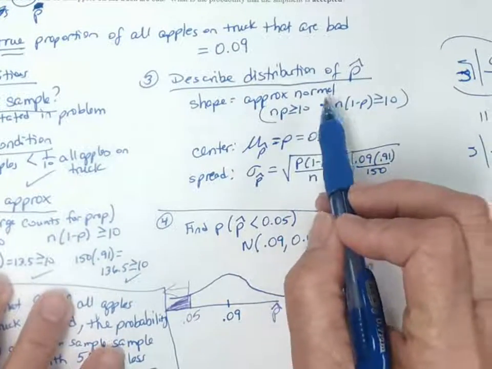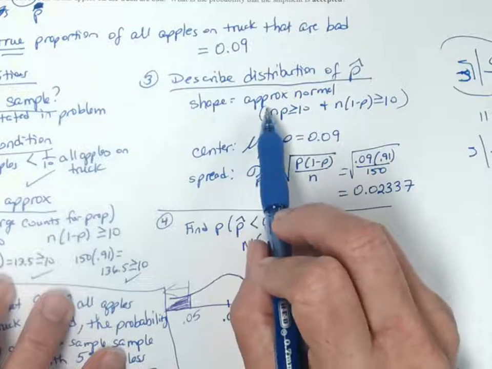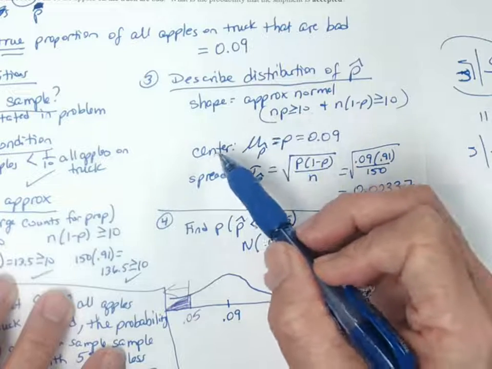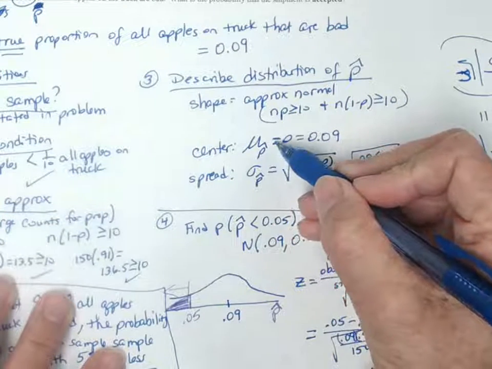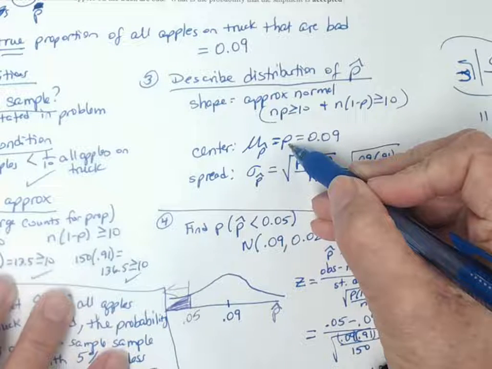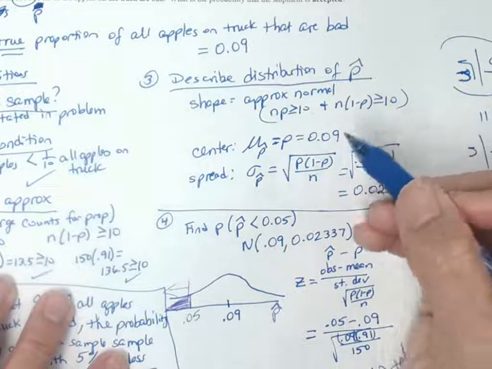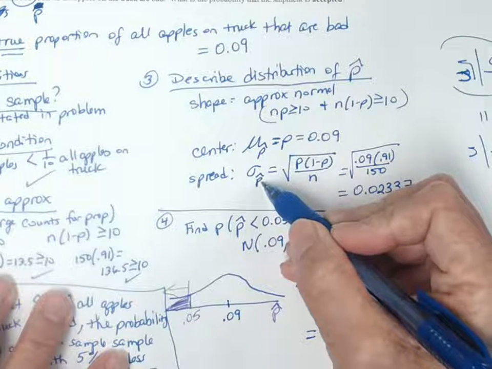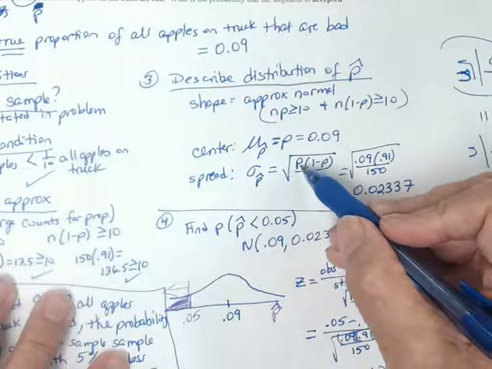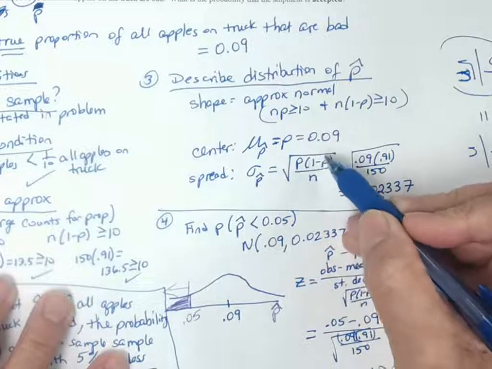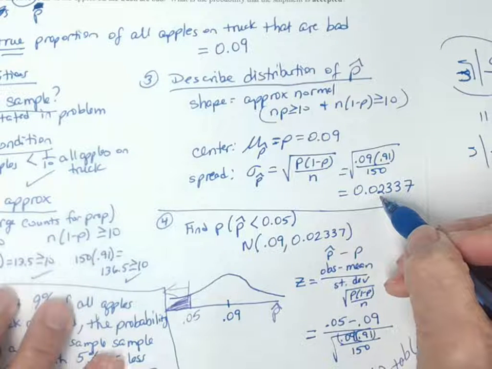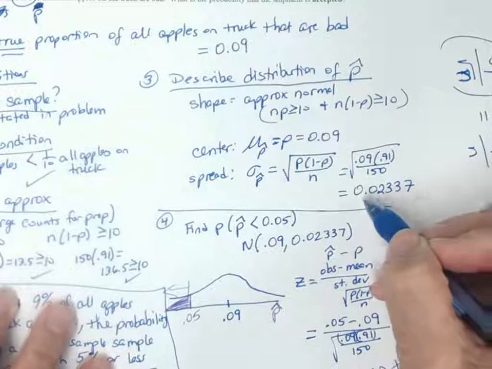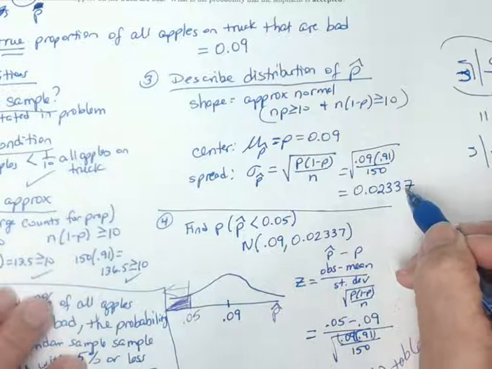Now I want to describe my distribution of p hat. Well, the shape is approximately normal. And again, it's because we checked this condition, that it met the large counts condition. The center, so mu of p hat, is equal to the proportion of the population, which is 0.09. The spread, so what I'm looking for is the standard deviation of p hat, my sampling distribution. And the formula for that is p times 1 minus p divided by n, all of that square rooted. There are the numbers, and I get a standard deviation of 0.02337. The more decimal places, the better. 4 is the minimum I would keep.